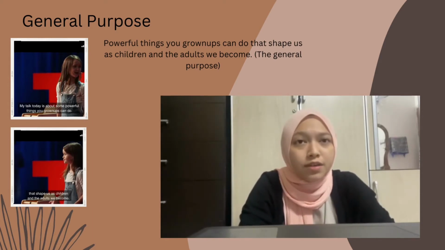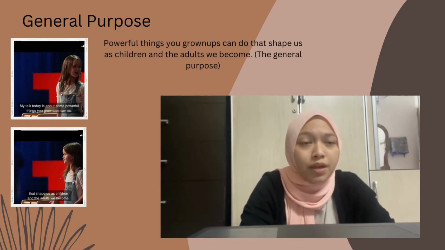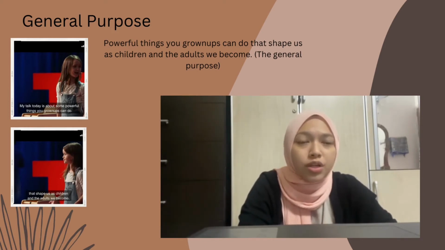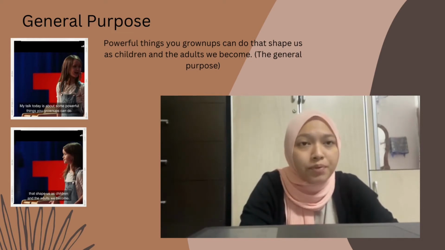Okay, so during the first stage of this topic, according to the TED Talks video, the speaker informs the audience about powerful things grown-ups can do that shape us as children and the adults we become. So this is what we call a general speech. The speaker informed the audience about the topics, and she also told the audience about her experience, that her parents and people around her did them early and often.